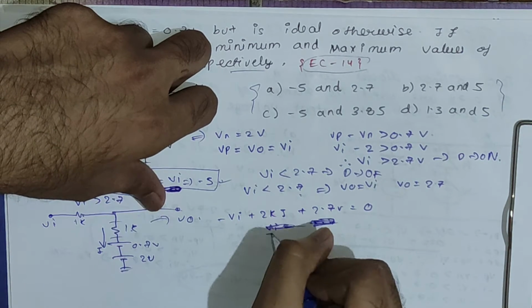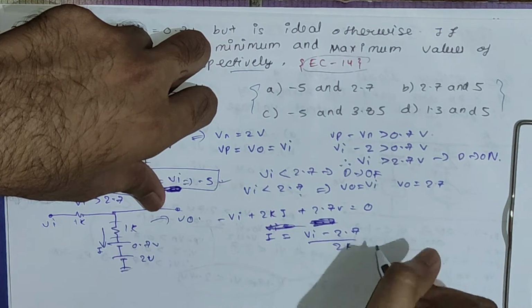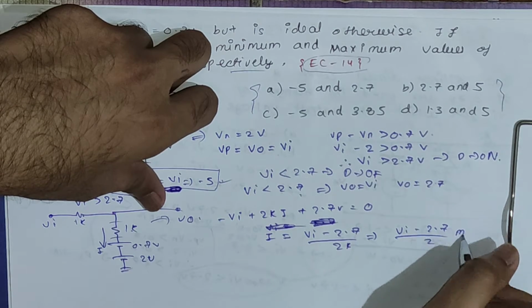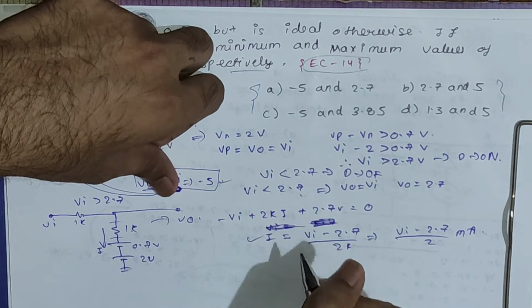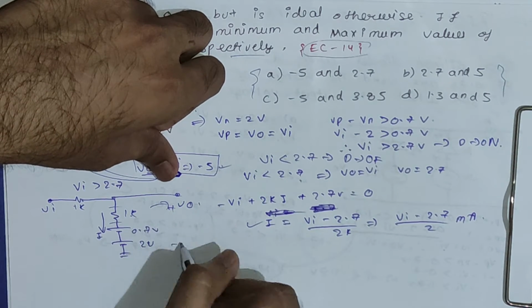Okay, so we get I as (Vi minus 2.7) upon 2k. So we can say it as (Vi minus 2.7) upon 2 milliampere. Now that we have the value of I, we can find the value of Vo easily. Let's say this is plus minus Vo.